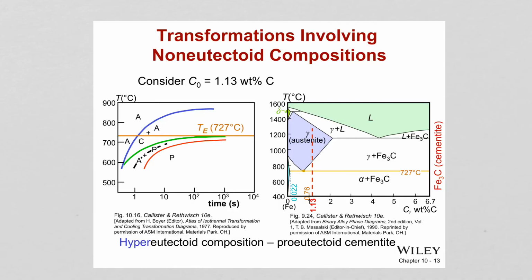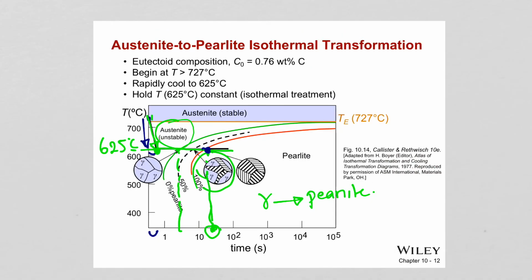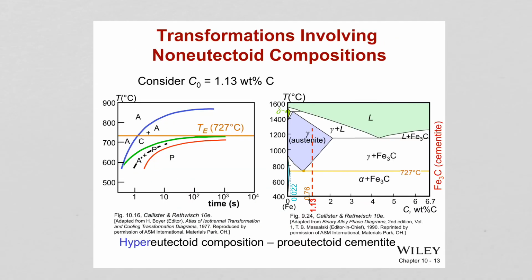Of course, this was for the eutectoid composition, when gamma goes directly to pearlite. But if you are hypoeutectoid or hypereutectoid, then you need to include additional lines in your diagram. Suppose your composition is 1.13, that means we are above the eutectoid, so we cannot go directly from austenite to pearlite. There is an intermediate phase here.